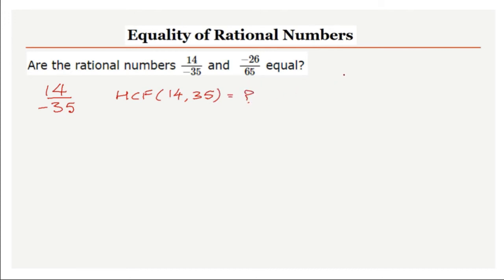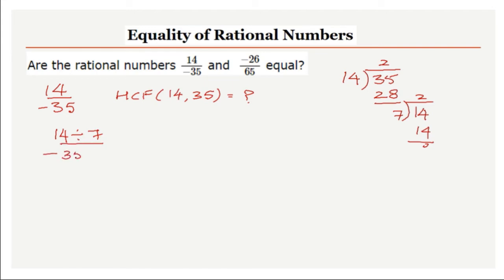Let us find the highest common factor by division method. 14 divides 35, 2 times is 28. It leaves the remainder 7. 7 divides 14 2 times, leaving the remainder 0. So the highest common factor is 7. So 14 should be divided by 7, and negative 35 also should be divided by 7. I get negative 2 upon 5 as a standard form.